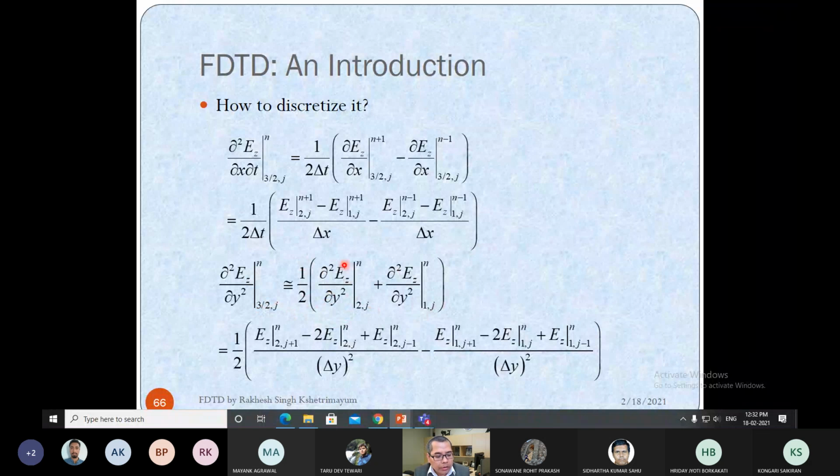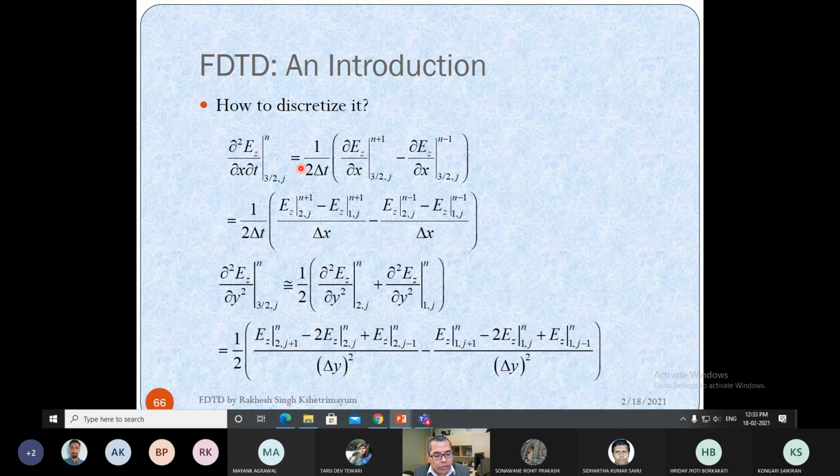So now these are double derivatives. You know how to do double derivatives. Then how do you do it? Ez at 2, comma j plus 1. We are doing the partial derivative with respect to y. The running index for y is j here. So here what you see is Ez at j plus 1, Ez at j minus 1. This is because it's a double derivative.